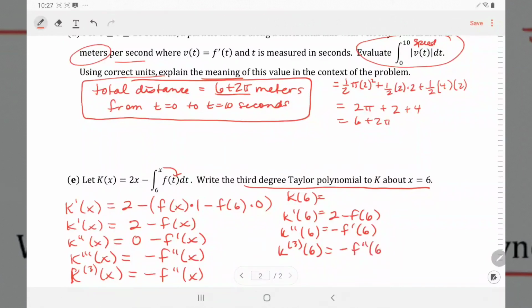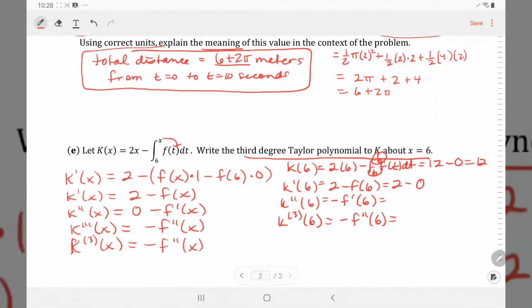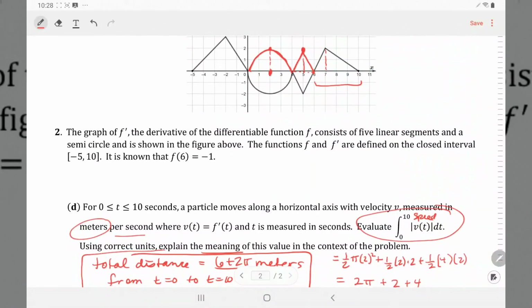Concavity, slope, y value. Okay, and k of 6, I have to substitute in the integral. So 2 times 6, 6 to 6. Oh, nice. I love that. So there's 6 to 6, so 12 minus 0, because if the bounds are the same, the answer is 0. So that's 12. This one is 2 minus f of 6. Okay, f of 6 is the y value at 6, and the y value at 6 is 0. So that's 2. Negative, this would be slope at 6. Slope at 6 right here looks like it's rise 2, run 1, because it's a line. So rise 2, run 1, so that's negative 2.